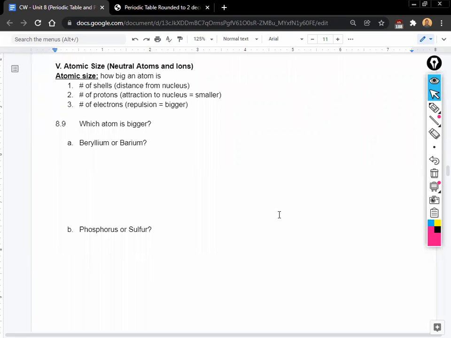Which makes sense because if there are more protons, it pulls the electrons in more, which makes the atom smaller. And then the number of electrons is important because electrons push each other away. And if you push the electrons away, it's going to get bigger. Those are the 3 things that you want to take a look at when determining atomic size. So I'll give you guys a minute to jot that down. After that, we'll try 8.9A together, and then I'll have you guys do B on your own, okay?